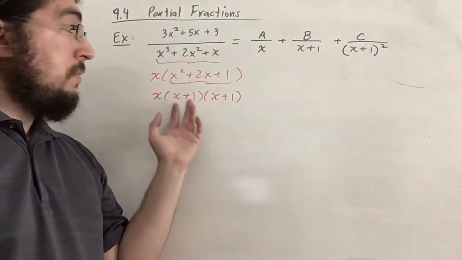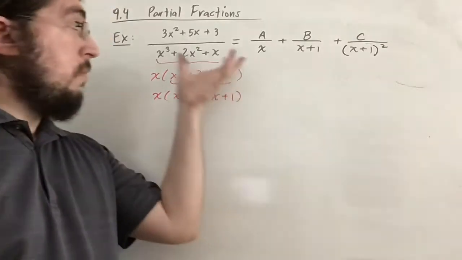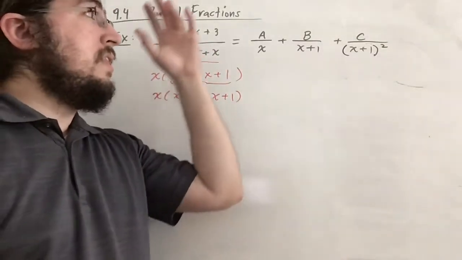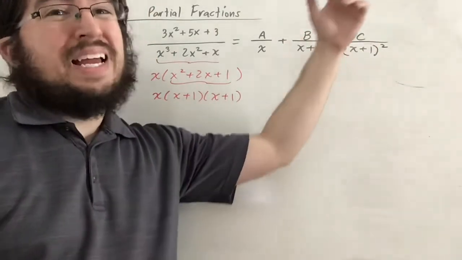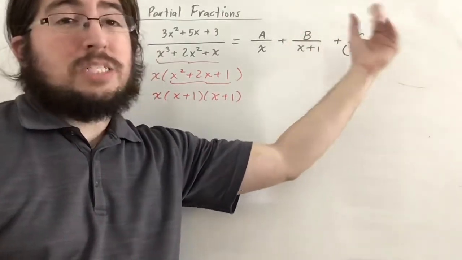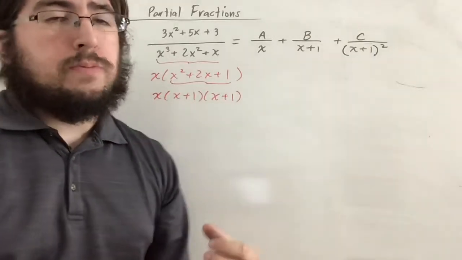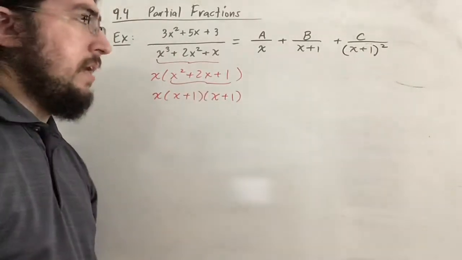Similarly, if it was x plus 1 times x plus 1 times another x plus 1, once we factored the original denominator, then you would need a over x plus 1, b over x plus 1, c over x plus 1 squared, and then you would even need, I guess, capital D over x plus 1 all cubed. And we'll summarize that at the very end.